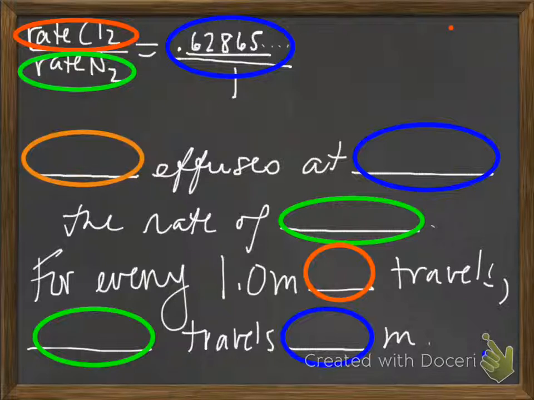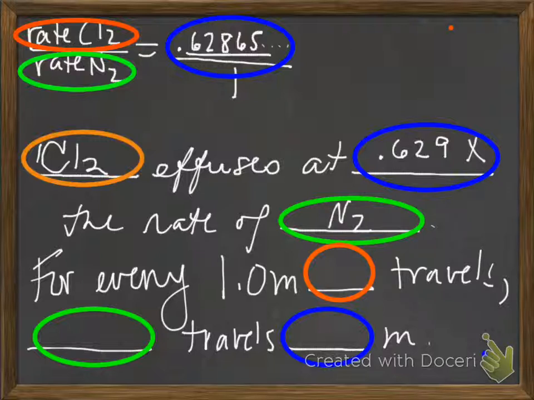The first blank in your sentence is going to be whatever your top chemical was for rate. So here we're going to say Cl2 effuses at. The next blank is going to be the number that you got. So 0.62, and we can round now, say 0.629 times the rate of, and then the thing that's going to go in the next blank is whatever was on the bottom, N2.